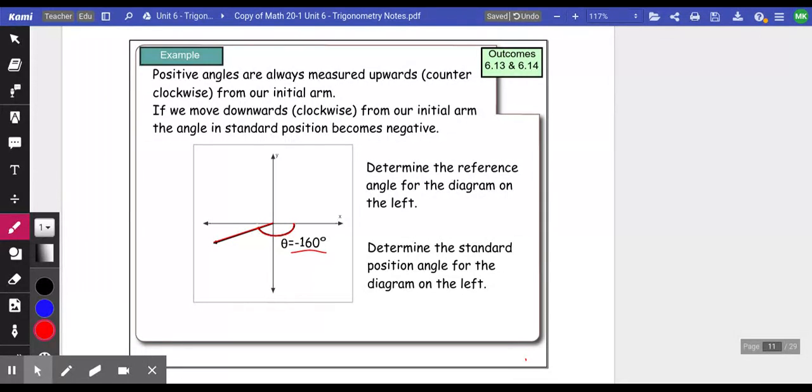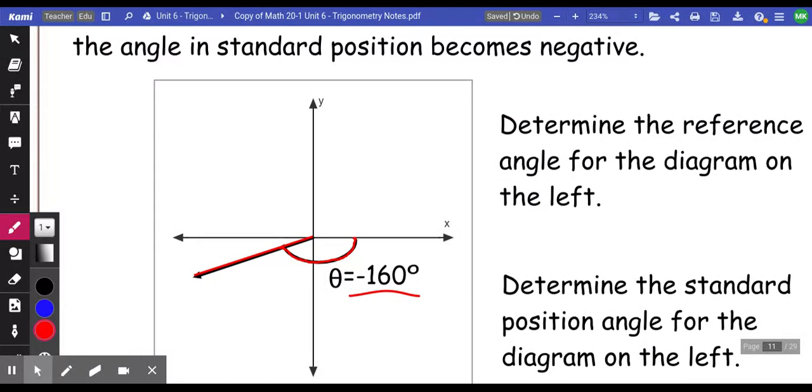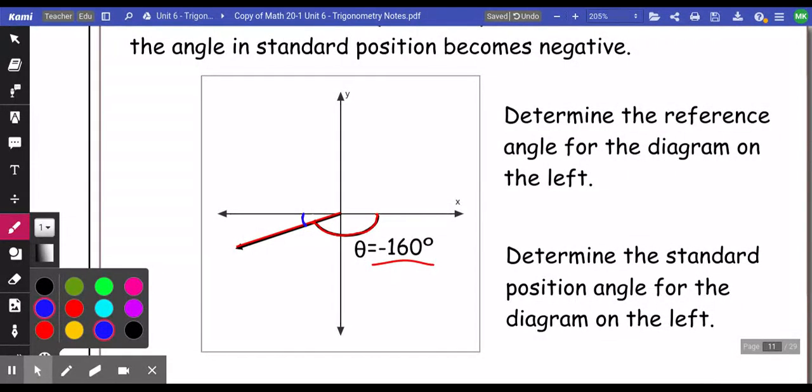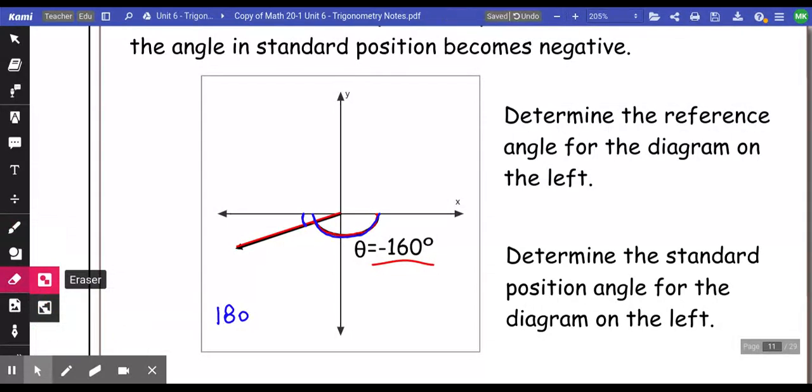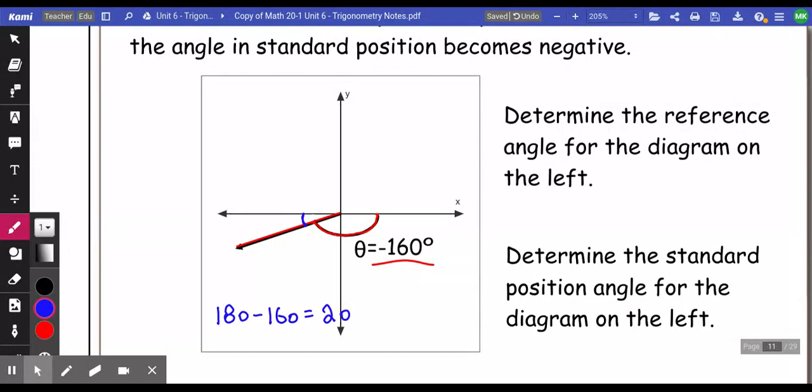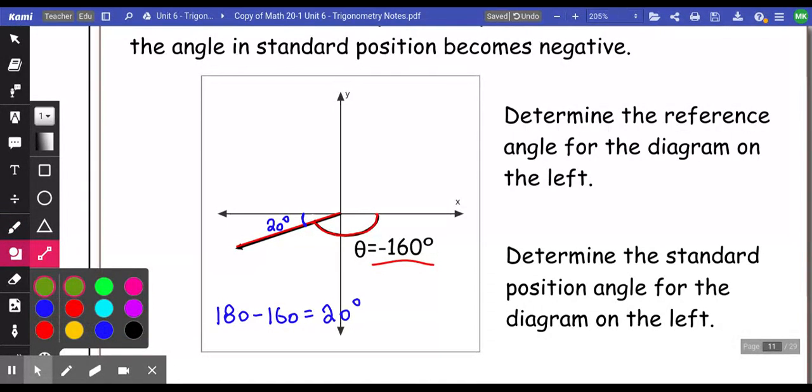To figure out the reference angle for this, the reference angle would be right here. To figure out that gap, we would realize 180 degrees would have got us all the way backwards to here. If we subtract away that 160, I would be just left with that reference angle, which is 20 degrees.